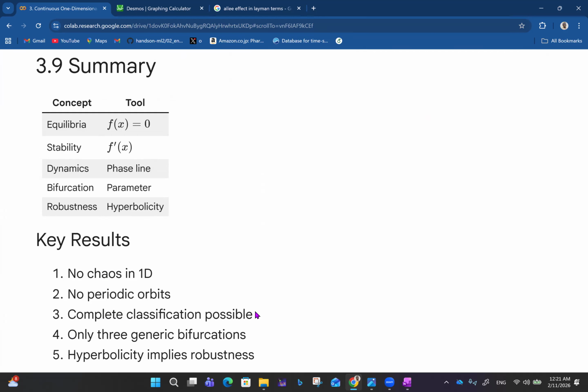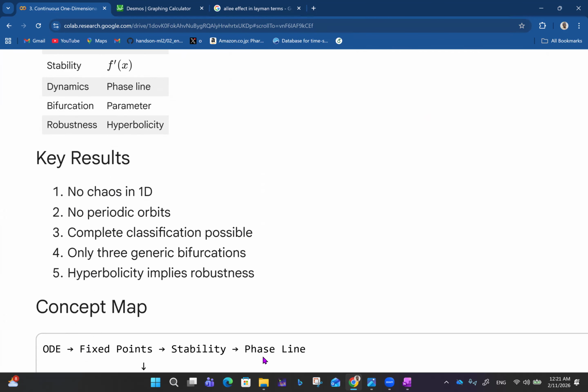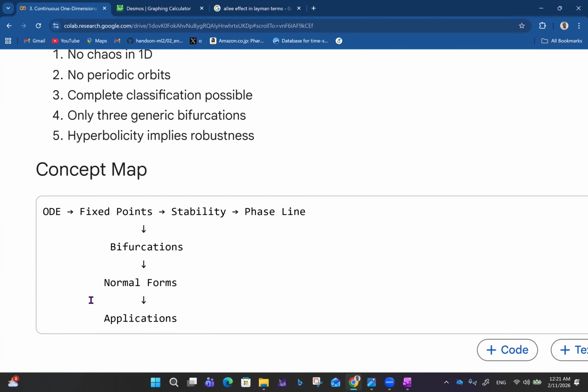Then complete classification is possible. Only three generic bifurcations are possible, like what we saw. We saw pitchfork bifurcation, we saw transcritical bifurcation, and saddle node bifurcation. And then there's hyperbolicity, which implies robustness. Okay, so the concept map goes like this.